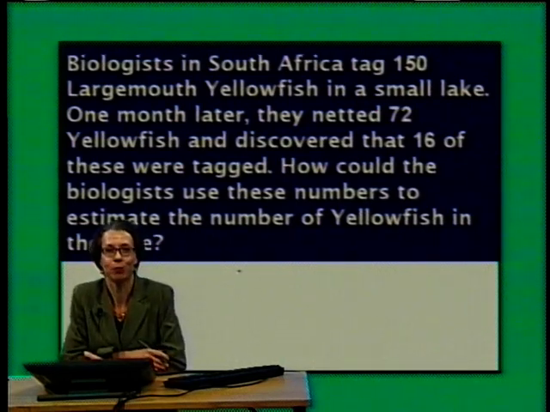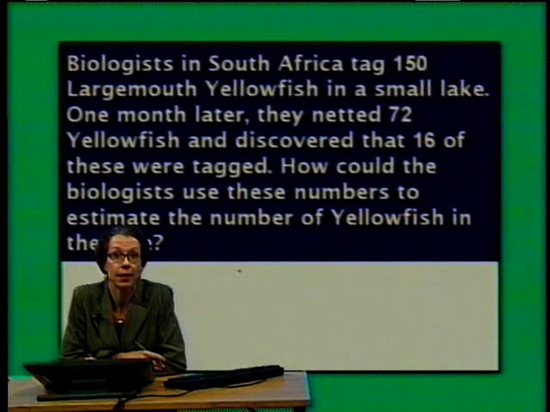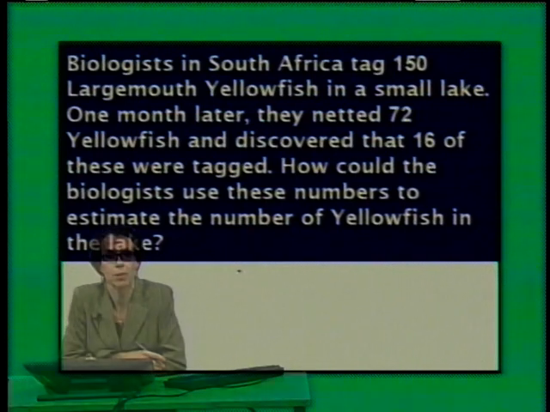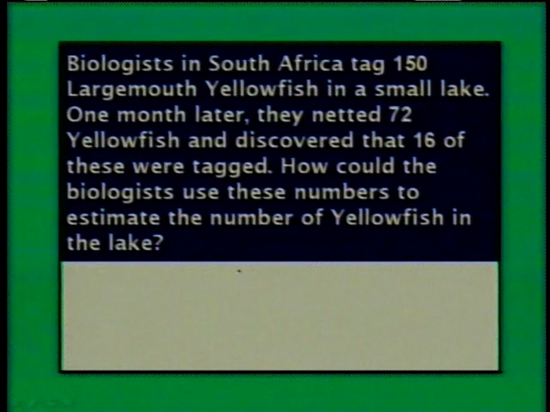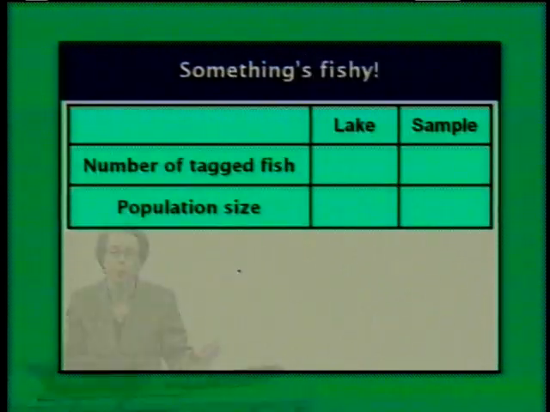Here's another example. Biologists in South Africa tag 150 largemouth yellowfish in a small lake. 1 month later, they netted 72 yellowfish and discovered that 16 of these were tagged. How could biologists use these numbers to estimate the number of yellowfish in the lake? So what the biologists are doing is something called sampling. And the sample of fish netted is a representative sample of the fish in the lake. So let's see what we mean by this.